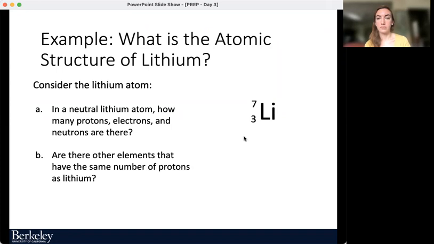For all elements, is it always going to be an equal amount of protons and electrons? Yes. Because the atom is going to be neutral, it needs to have a charge of 0. The neutron doesn't have any charge, so it doesn't factor into the charge. But the number of protons has to equal the number of electrons, because one has a charge of +1 and one has a charge of -1. So that's what we need in order for the total charge to be 0.